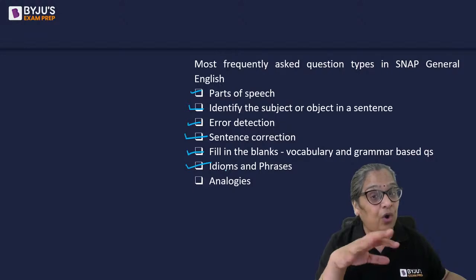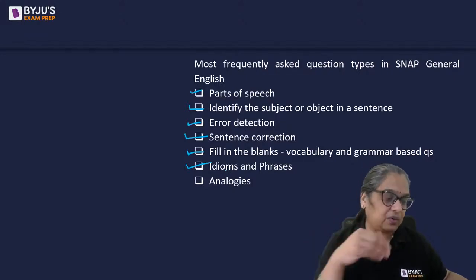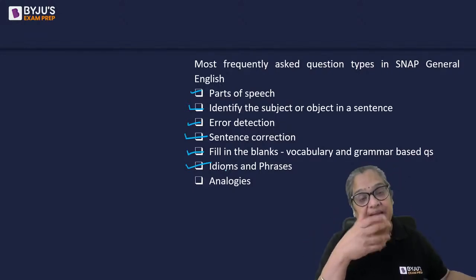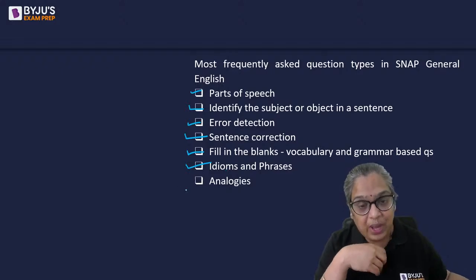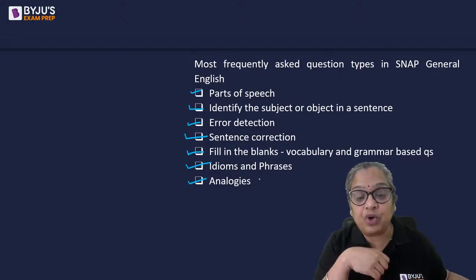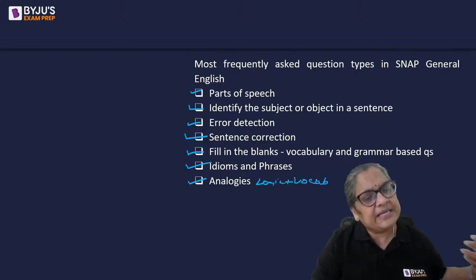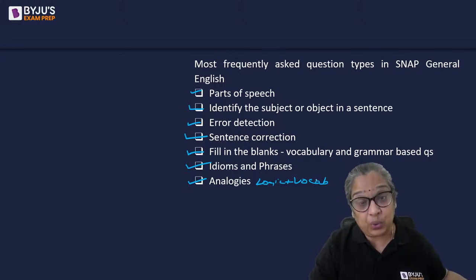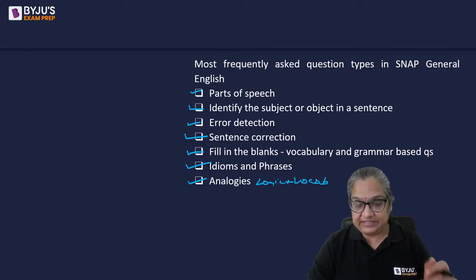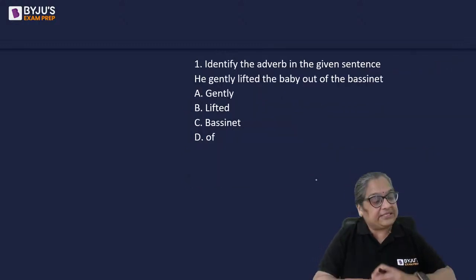So depending on how difficult they want to make the paper, this is what they will do. Analogies test both your logic and vocabulary. That is a common trend of question setters. Sometimes they give you odd one out to test your knowledge of synonyms, that these words go together, this doesn't. All right, so let's start.